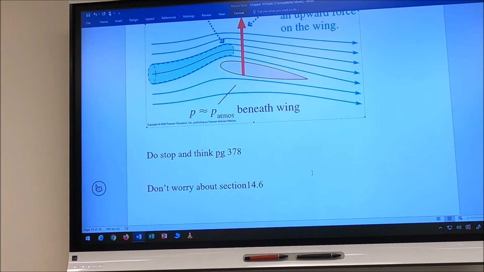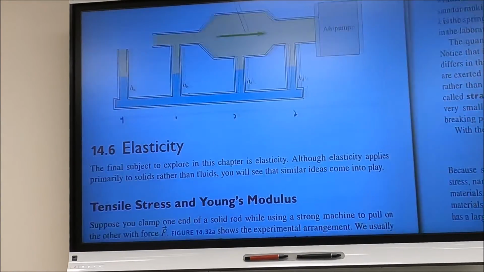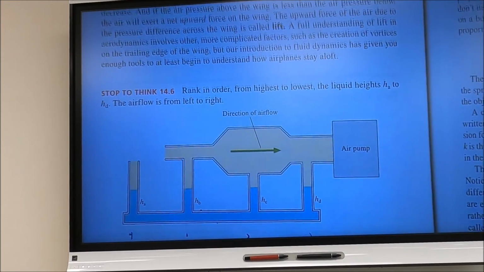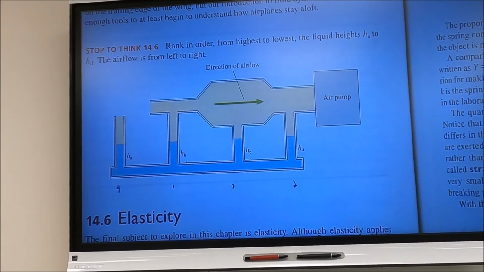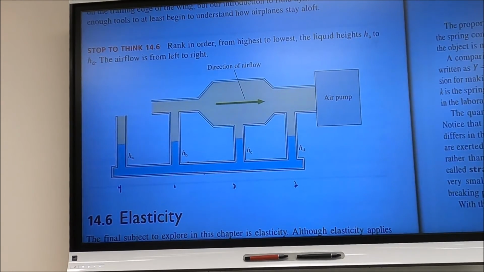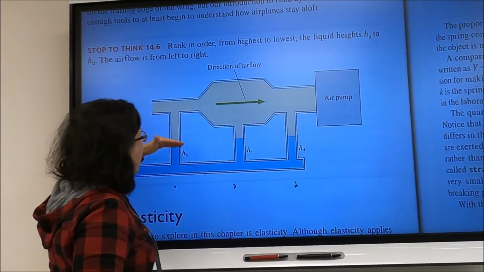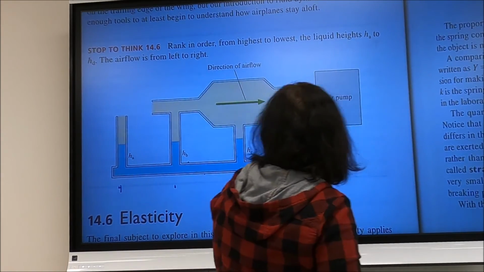So let's look at the stop and think problem on page 378. Okay, the problem says rank in order from highest to lowest the liquid heights in the column. Where it's moving faster, you're going to have the lowest pressure, which means you're going to have the lower column of liquid. If there is no flowing air in here, all of these heights, H1, HA, HB, HC, HD, are going to be the same.